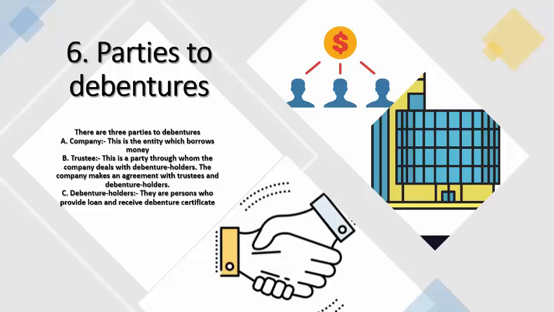The company has to make an agreement with trustees. It is called trust deed. This trust deed contains the obligations of the company, rights of debenture holders, and powers of trustees. Debenture trustees are appointed in order to protect the interest of debenture holders. The third party relating to debentures is the debenture holder. Debenture holders are persons who provide a loan to the company and receive a debenture certificate.